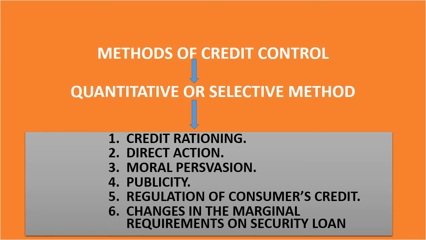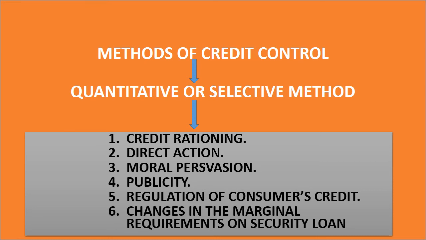Next one is direct action. Under this method, if the commercial banks do not follow the policy of the central bank, then the central bank has only the recourse of direct action. This method can be used to enforce both quantitative and qualitative credit controls by the central bank. This method is not used in isolation. It is used as a supplement to other methods of credit control.